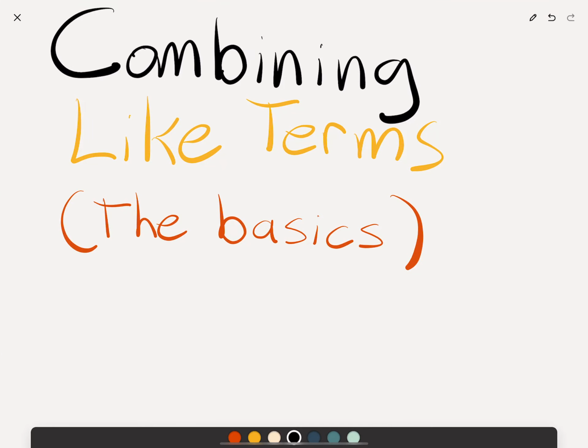Alright, let's learn how to combine like terms. Now in this video, we're just going to talk about the basics of combining like terms. We're not going to get into multiplying and dividing and using the distributive property today. Our goal is just to be able to identify like terms and begin combining those using integer rules.